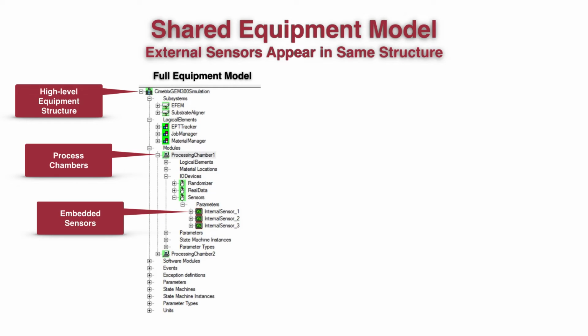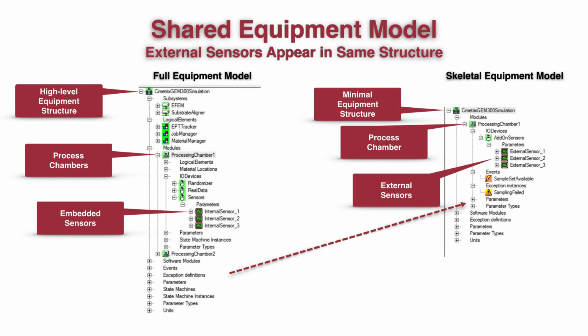And just looking at the model, this is a very big piece of it, the equipment model that holds all that data. So on the left side of this picture, you can see that the equipment structure is represented, and the process chamber in which those internal sensors appear is shown. On the right side, you have a much smaller model, a skeletal model, that has identical structure, but the external sensors appear in the same logical position as the internal sensors. And so the data that will result will have the same naming convention.